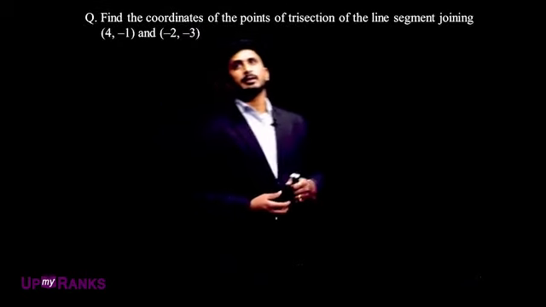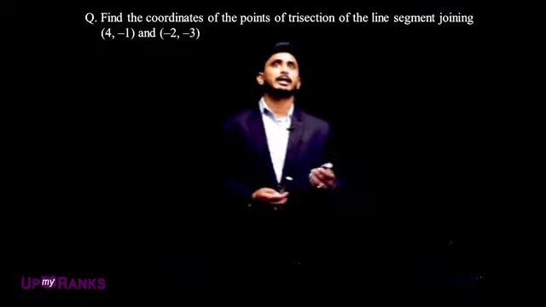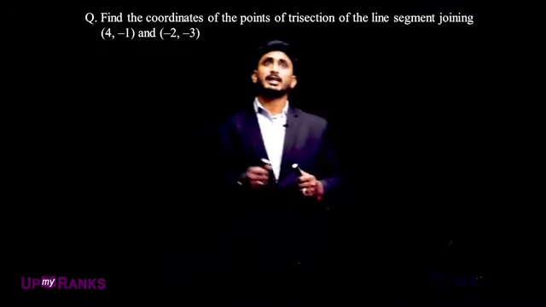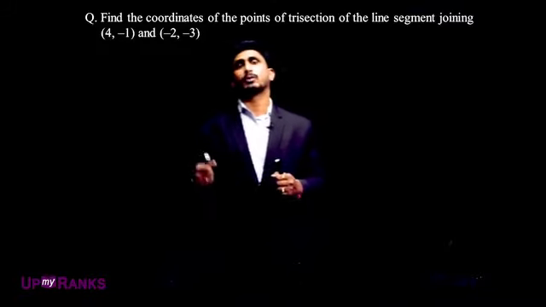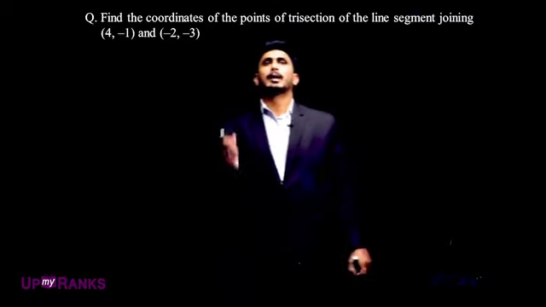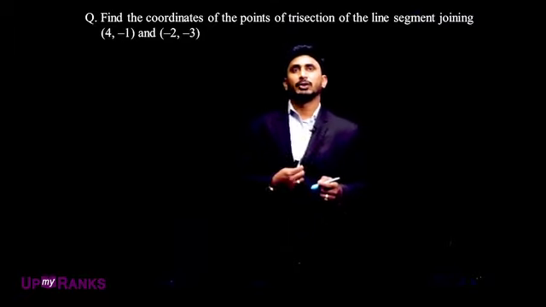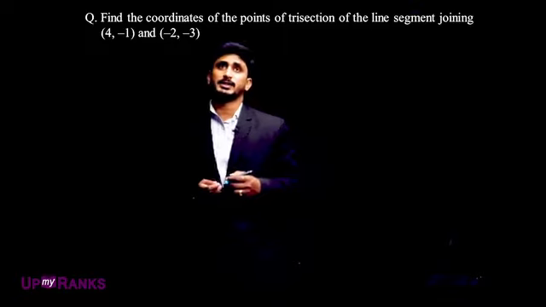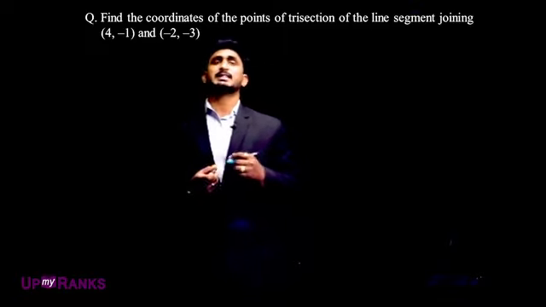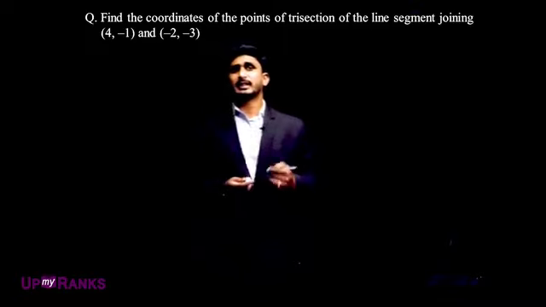So this is the next question. Find the coordinates of the points of trisection of the line segment joining (4, -1) and (-2, -3). So I have to find the coordinates of the points of trisection. So how do I find the trisection here?